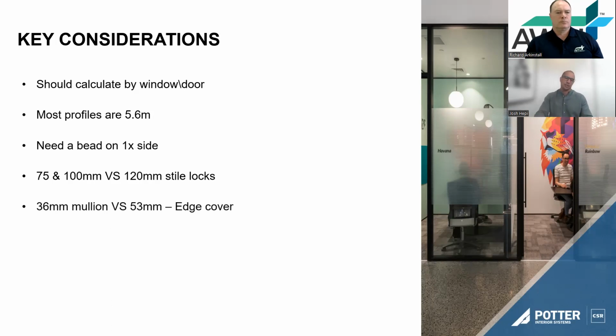Another thing to consider is that we have 2 types of mullions, a 36 mil and a 53 mil. Sometimes the designers put in 36 mil mullions because it's thinner and it can look better. That's the look they're going for. But there is something to consider around edge cover, and it's not always a problem, but it can be.